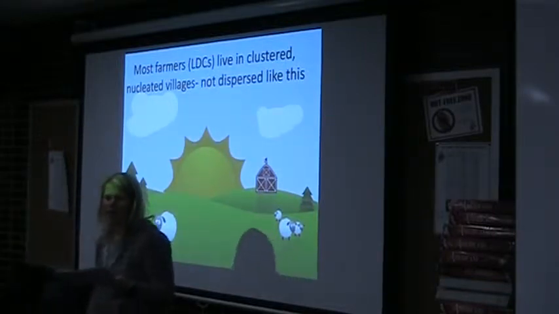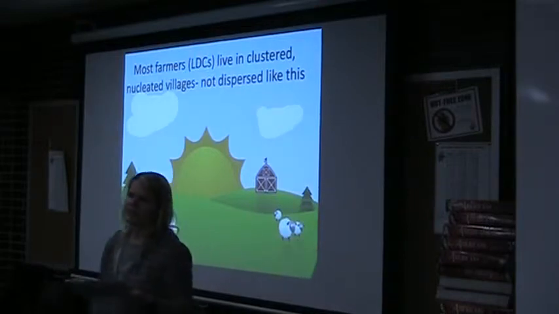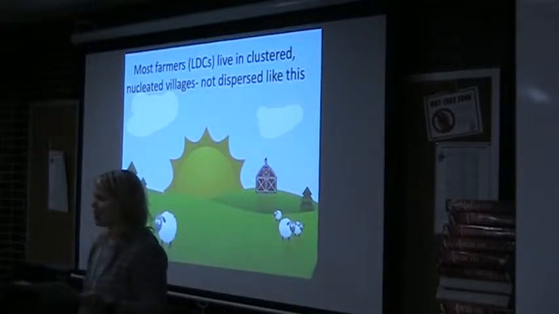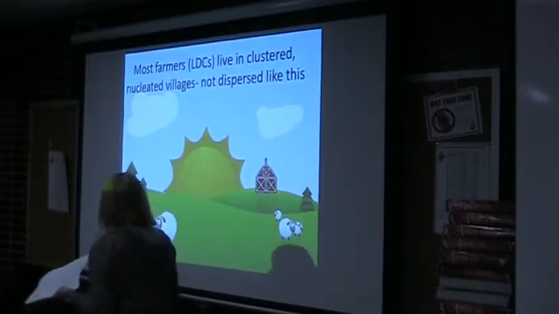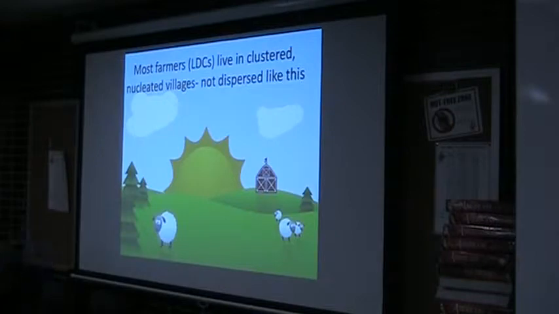Identify rural settlement patterns. Here they are: clustered, dispersed, and linear. So, my lovely picture here, most farmers, remember those are farmers in lesser developed countries, since in more developed countries, most people are no longer farmers. They live in clustered, nucleated villages, not dispersed like you think of farming in the United States. So I'm going to give you a couple pictures, and I want you to say clustered, dispersed, or linear.